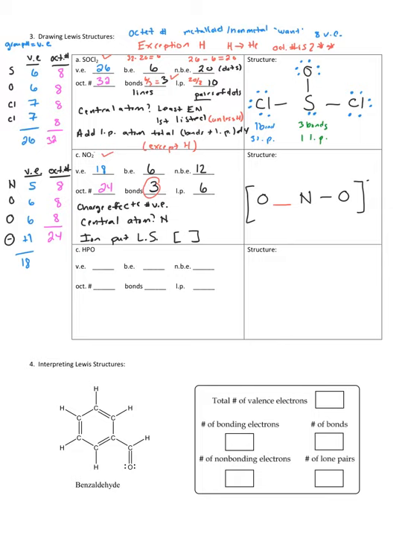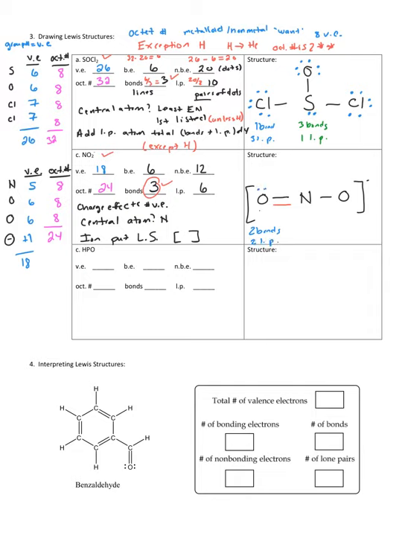And now I've accounted for my 3 bonds. Now all I got to do is add my 6 lone pairs. And I'm going to do it based on the number of bonds that each atom has. This oxygen has 2 bonds, so it needs 2 lone pairs.